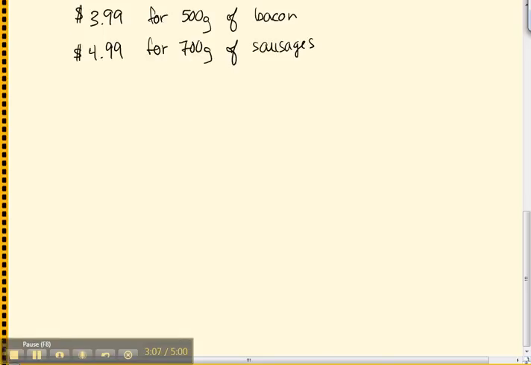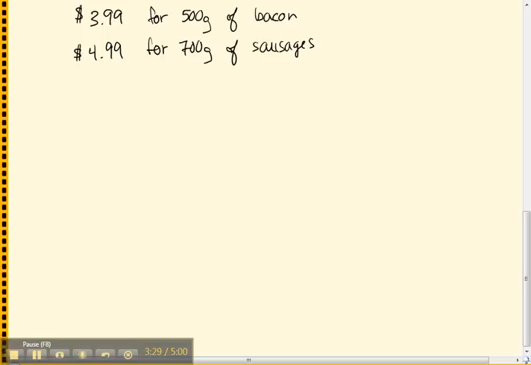Okay, some real world application for stuff here. Two of my favorite things in the world, and probably yours too: bacon and sausages. You go to buy them at the store, and you're thinking to yourself, I want the most yummy, fatty, meaty goodness per dollar. I want to get the most of it in me. What's the best deal here? Some grocery stores will actually give you a rate that you're paying. Sometimes you have to calculate it yourself.